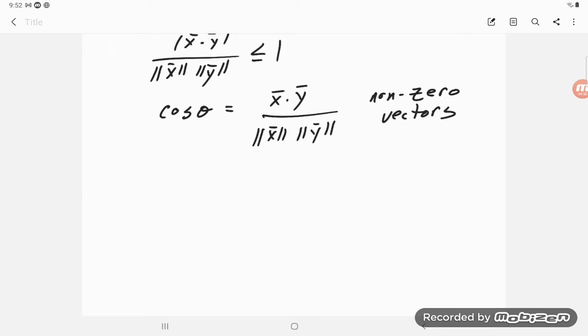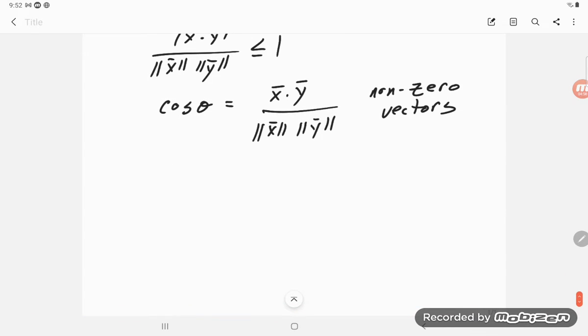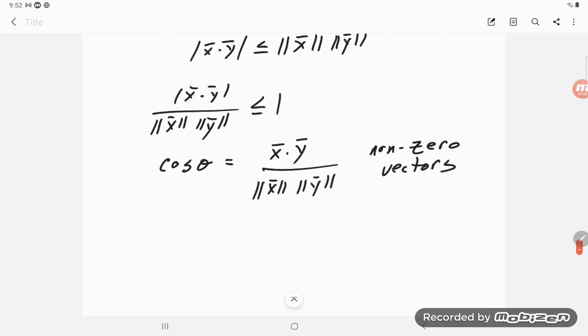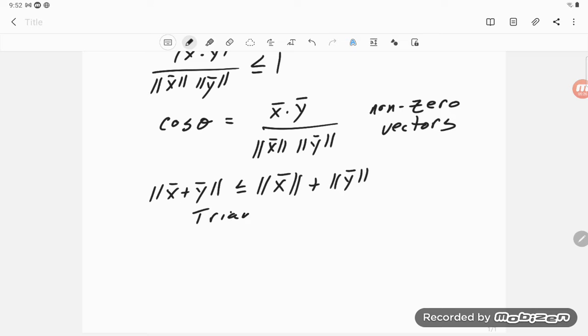And let's see. Then we also have the triangle inequality. Oops, I must have gotten off writing. There we go. So the triangle inequality says that the norm of x plus y is less than or equal to the norm of x plus the norm of y. And so this is the triangle inequality.